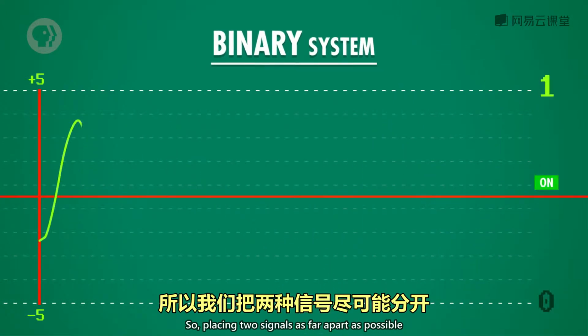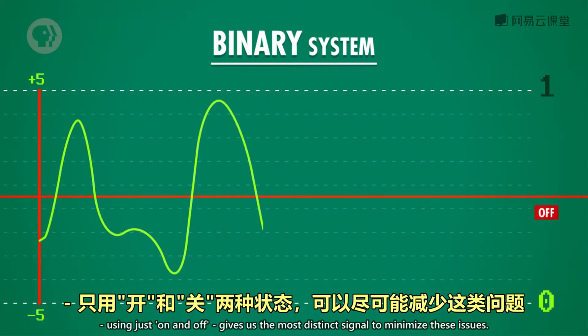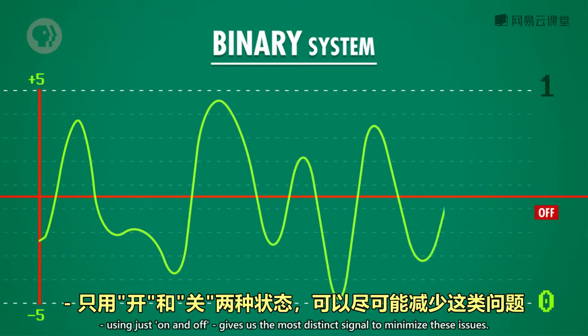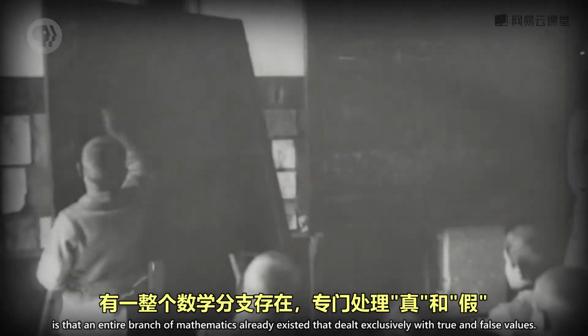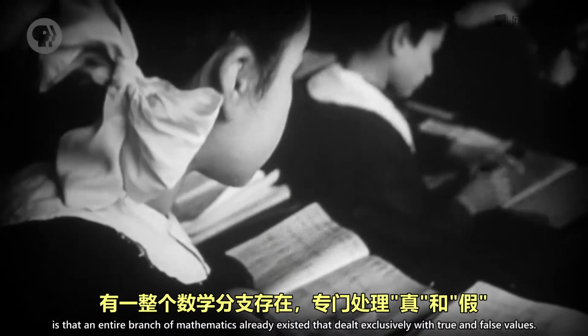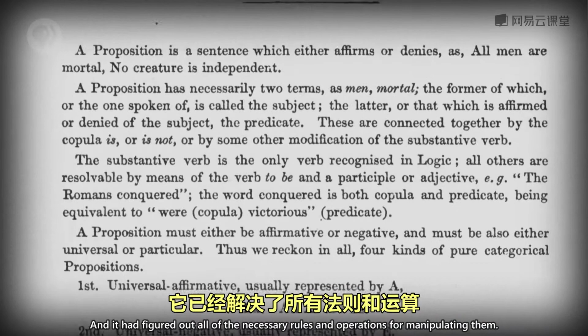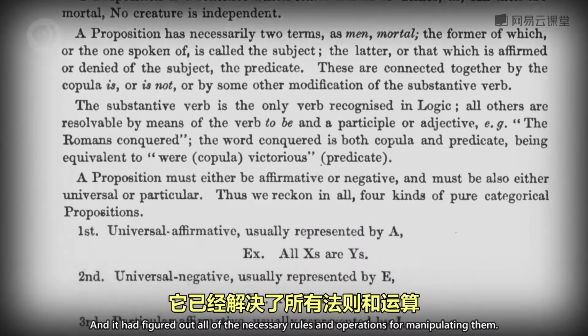So placing two signals as far apart as possible using just on and off gives us the most distinct signal to minimize these issues. Another reason computers use binary is that an entire branch of mathematics already existed that dealt exclusively with true and false values, and it had figured out all the necessary rules and operations for manipulating them.